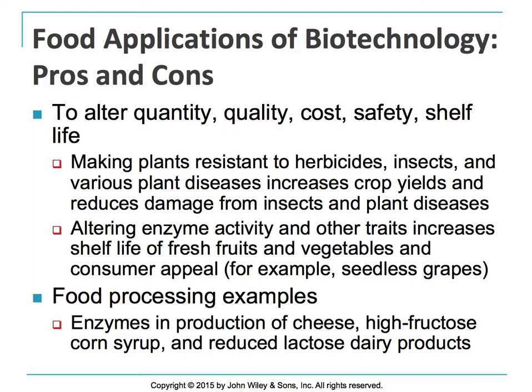So biotechnology, including genetically engineering foods, can be used to alter quantity, quality, cost, safety, and shelf life. Making plants resistant to herbicides, insects, and various plant diseases increases crop yields and reduces damage from insects and plant diseases. Altering enzyme activity and other traits increases the shelf life of fresh fruits and vegetables and consumer appeal.